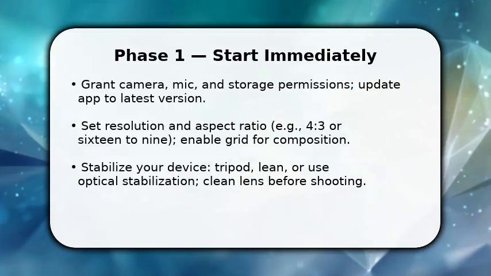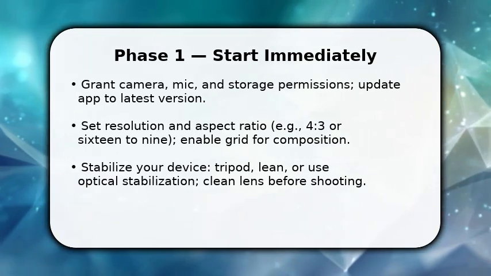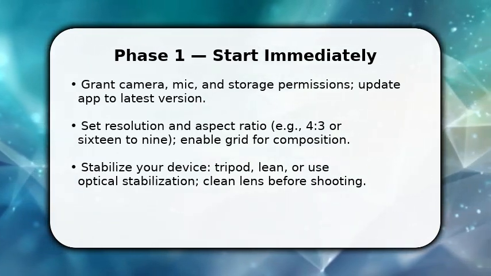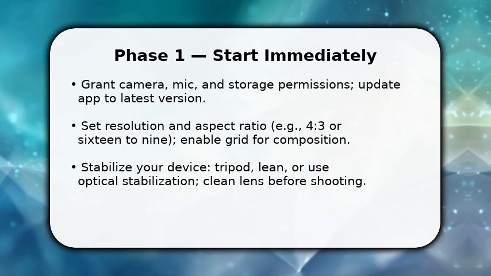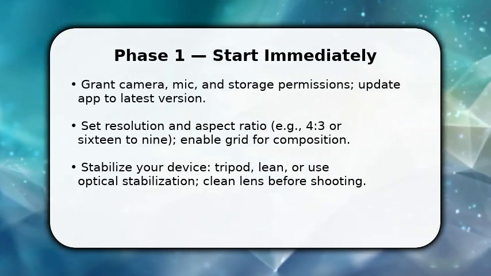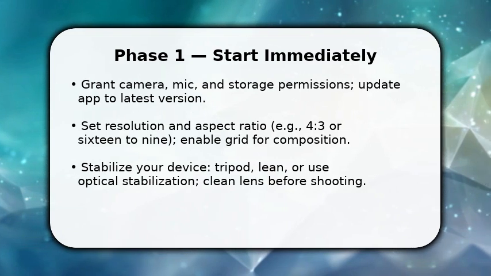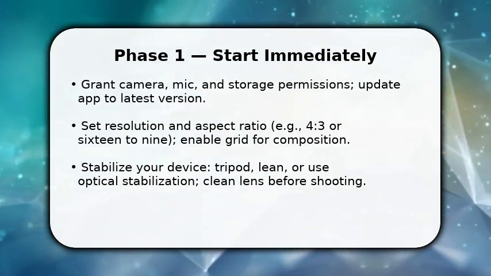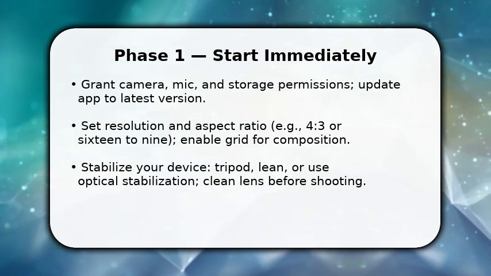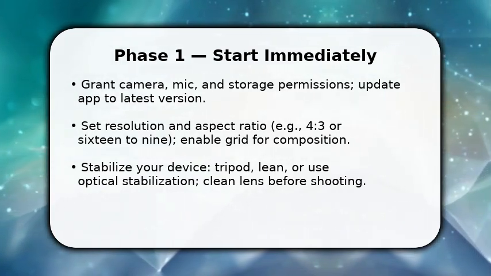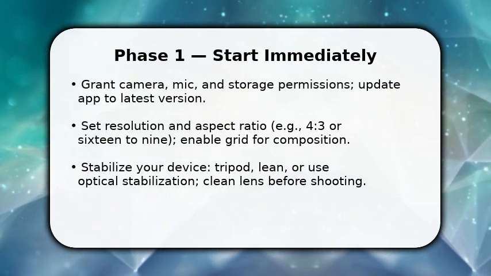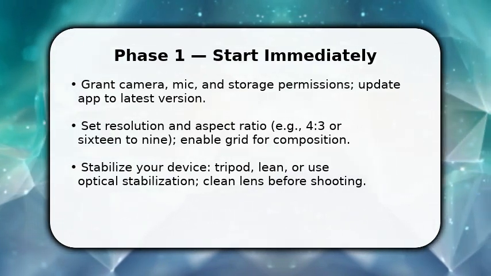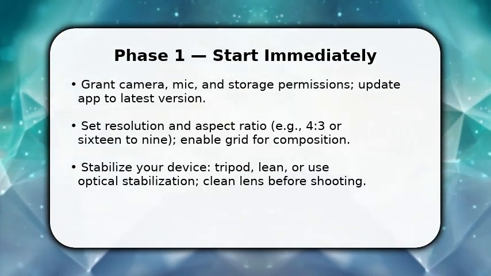You start by preparing the essentials so you can shoot right away. Grant camera, microphone, and storage permissions, and make sure the app is updated. This prevents interruptions. Once done, pick your resolution and aspect ratio, choose 4:3 for stills or 16:9 for video, and turn on the grid to frame properly. Stabilize the device next. Use a tripod or brace against a stable surface and wipe the lens. Small steps now save time later.